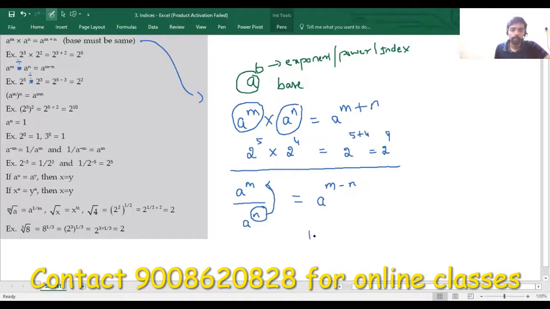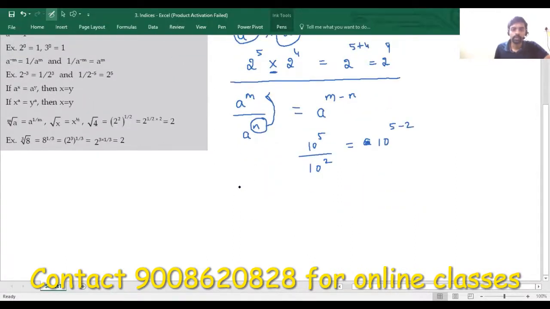For example, 10 power 5 divided by 10 to the power 2. So this can be written as 10 to the power 5 minus 2. Because we got here division sign, right? So when there is division sign, we need to subtract the exponents. And when there is into sign, you need to add the exponents. I hope you're getting this. This is the second law.